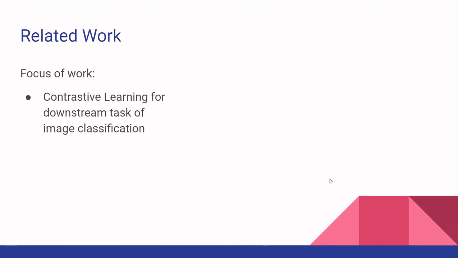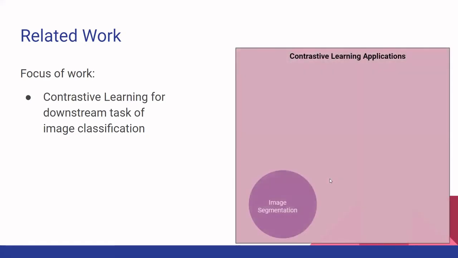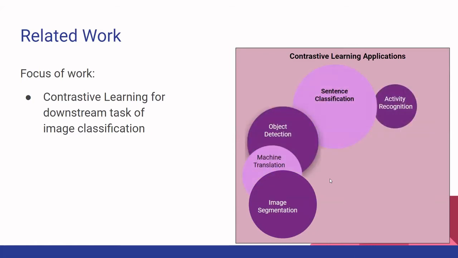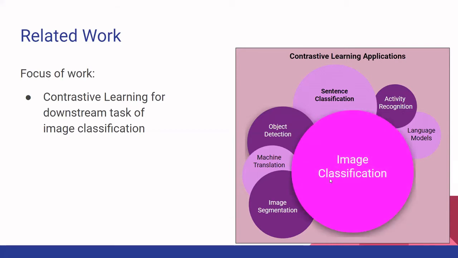So the focus of this work will be on contrastive learning for the downstream task of image classification. While contrastive learning can be applied to a multitude of different applications, for example, in the computer vision domain, it could be applied to image segmentation, object detection, activity recognition, or in the natural language processing domain, such as machine translation, sentence classification, language models. This paper will be focused primarily on using contrastive learning for the downstream task of image classification.